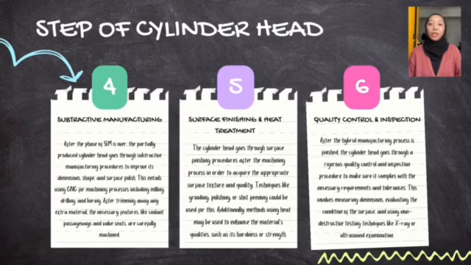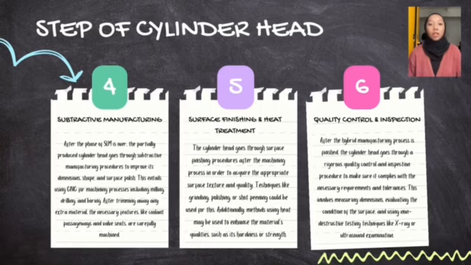Step five, surface finishing and heat treatment. The cylinder head goes through surface finishing procedures after the machining process in order to acquire the appropriate surface texture and quality. Techniques like grinding, polishing, or shot peening could be used for this. Additionally, heat treatment methods may be used to enhance the material's qualities, such as its hardness or strength.